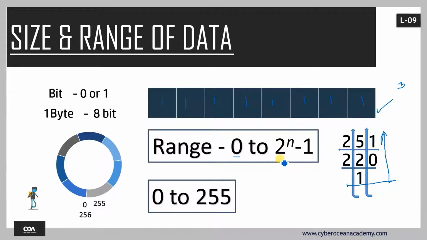What about the maximum value? The maximum value is 2 to the power n minus 1, where n is the number of bits. Here the number of bits is 8, so 2 to the power 8 minus 1 gives you 255. The equivalent binary number of 255 is 11111111. So the maximum value you can store in 1 byte is 255 if it is an unsigned number. This is basically the size and range of data.